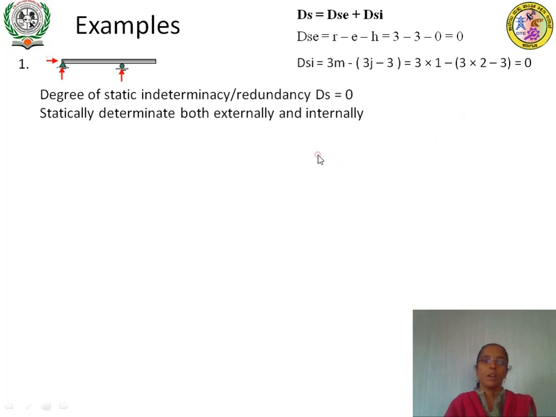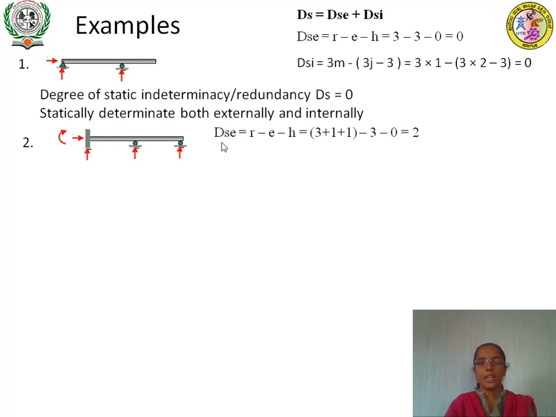Okay. Let us take the second example. It's a continuous beam. One end is fixed, the other two are rollers. Total number of reactions is 5. So external indeterminacy is R minus E minus H. R is 3 plus 1 plus 1, total is 5. Minus equations is 3. So 5 minus 3 is 2. And let us find internal indeterminacy as 3m minus 3j minus 3.